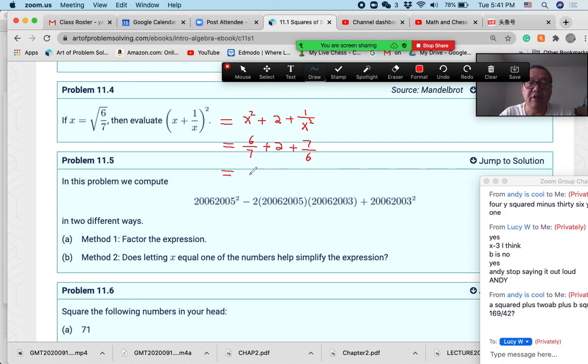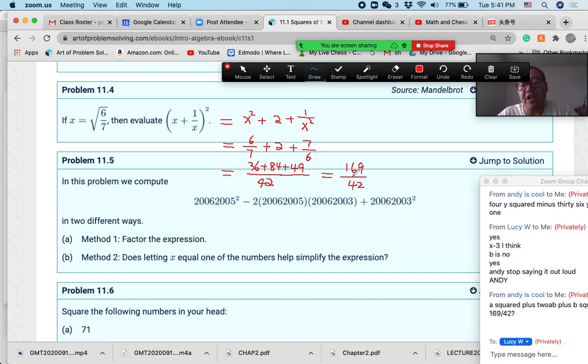So then you can write this one, it's 42. This is common factor, right? Then this one equals 36, then plus 84, then plus 49. Then now let's add this together. 36 plus 84, that's 120. So that will be 169 over 42.